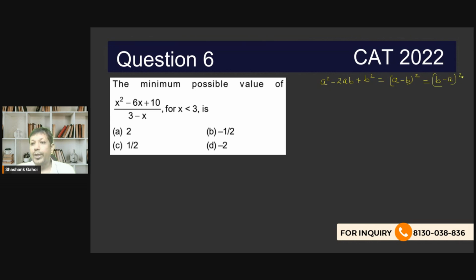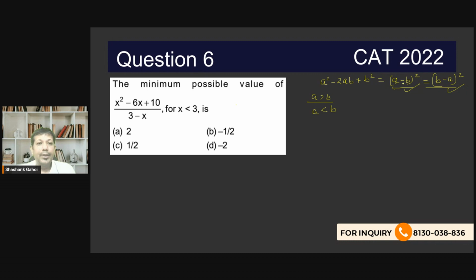Now what are you going to write? (a minus b) whole square or (b minus a) whole square? The thing is, when you are going to write (a minus b) whole square or (b minus a) whole square, if a is greater than b, it is going to be (a minus b) whole square. If a is smaller than b, it is (b minus a) whole square. This is something you need to remember.